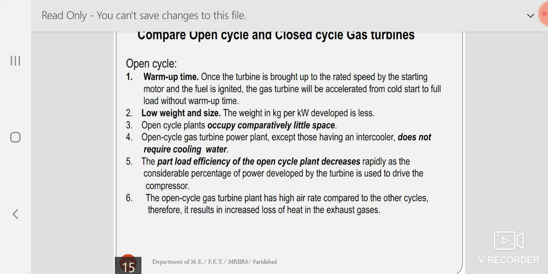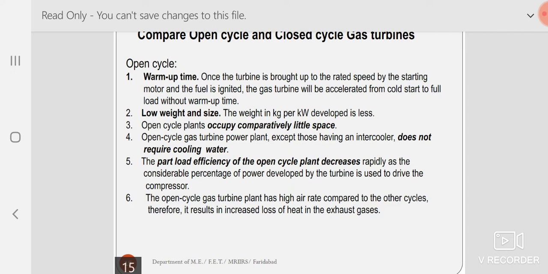That means, in case of an open cycle gas turbine, fresh air is coming in, getting heated up, and being lost every time as exhaust gases. So a lot of heat goes for nothing. Try to understand the difference between an open and a closed cycle.